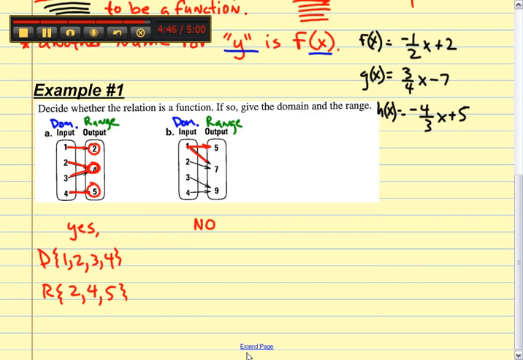What's the domain, quickly, Parker? 1, 2, 3, 4. And Parker, what's the range? 5, 7, and 9. Excellent. All right. Let's look at the next one.